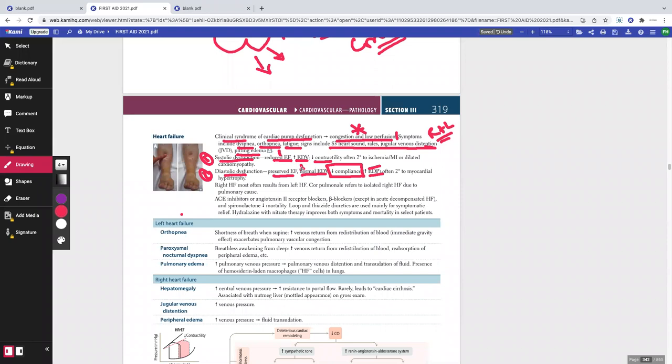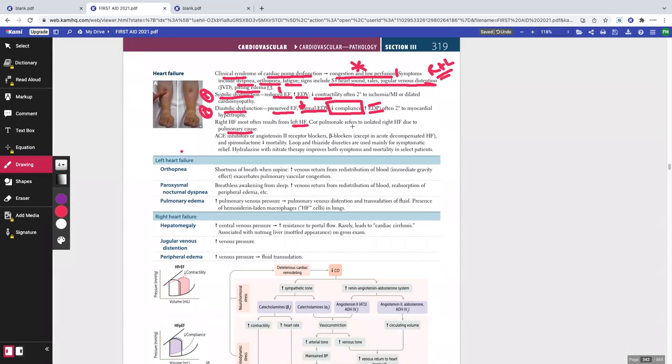Okay, now next one, right heart failure is most often due to left heart failure, and poor pulmonary results refers to isolated right heart failure due to pulmonary cause. So we discussed this, right? Because if there's a pathology of the lungs, then we get pulmonary vasoconstriction that increases the pulmonary artery resistance. And as a result, the right heart has to work more to push the blood out. So a right heart failure due to lung disease is called poor pulmonary. That's that.